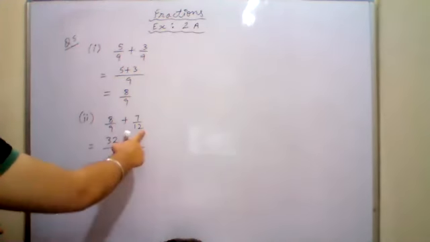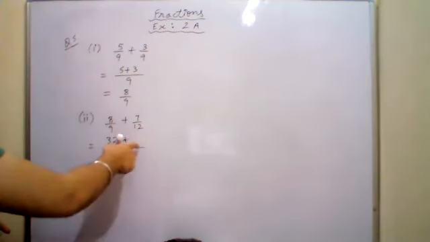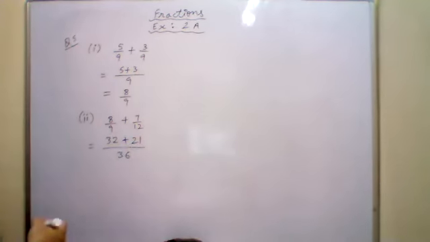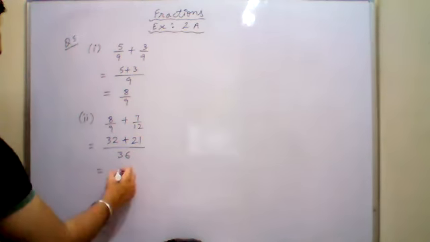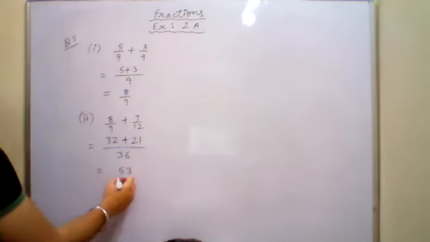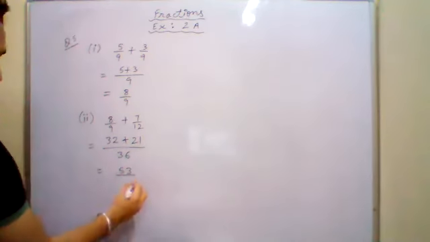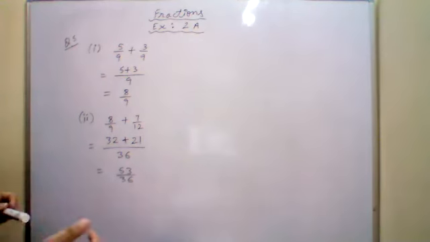Then 36 divided by 12 is 3. 3 into 7 is 21. Now you add the numbers, it becomes 53 upon 36. 53 upon 36 is the answer.